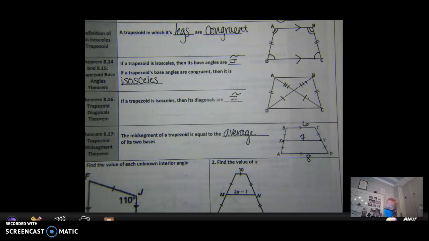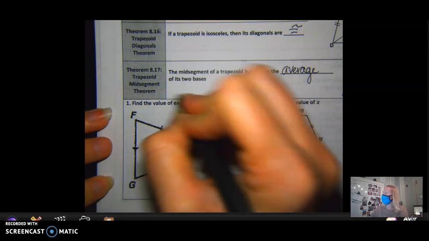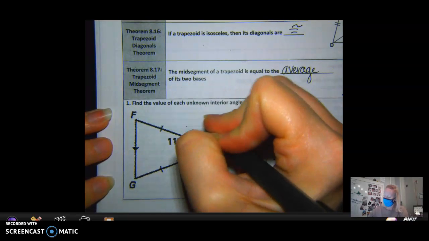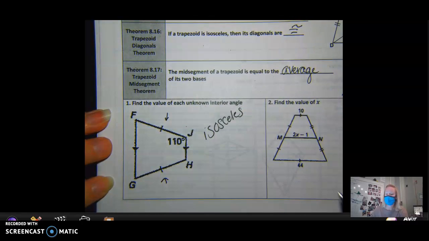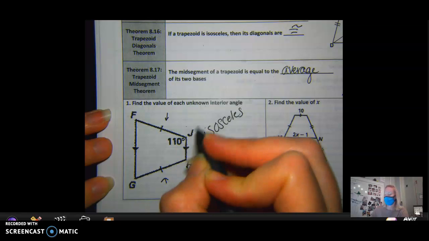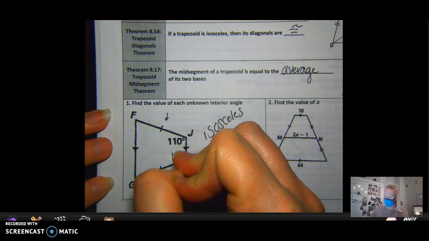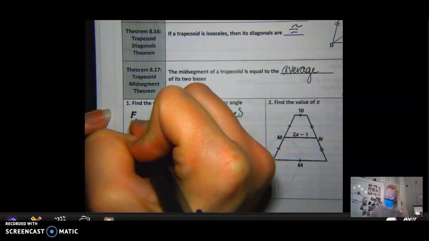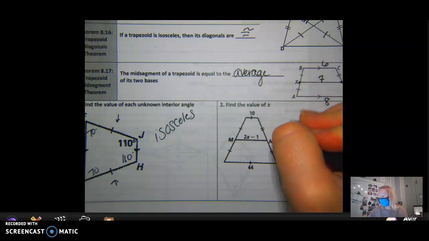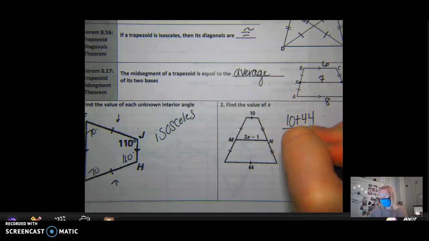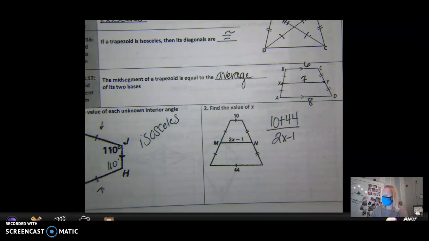Okay, number 1, find the value of each unknown interior angle, and go ahead and find number 2, find the value of x. So do number 1 and 2 below. What kind of trapezoid is this guy right here? It is an isosceles. And I know that because its legs are congruent. So how many degrees is angle H? G? And F. Good. Find the value of x. How do I do that? So what is 10 plus 44?